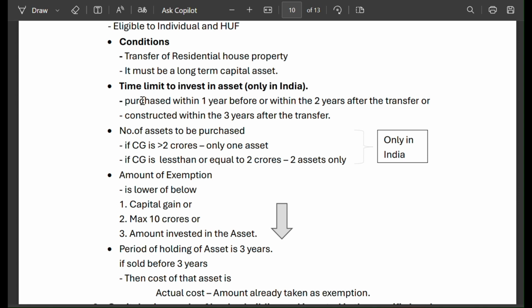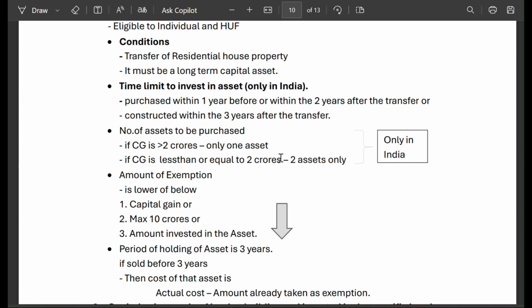What is the time limit for investment? If you purchase within 1 year before the date of the transfer or within 2 years after the date of the transfer, it is allowable as exemption, or if constructed, the construction must be completed within 3 years after the transfer. If the capital gain is more than 2 crores, then you can purchase only one asset. Otherwise, if the capital gain is less than or equal to 2 crores, you can purchase two assets, but within India only. Exemption is available if you purchase the asset within India only.